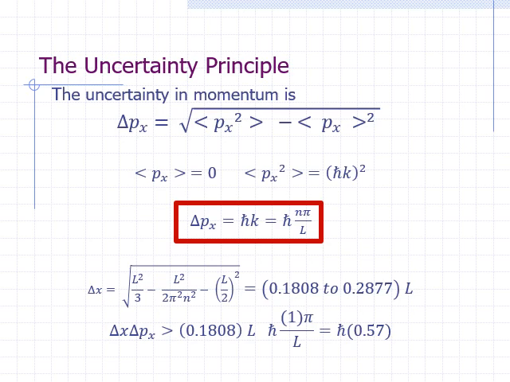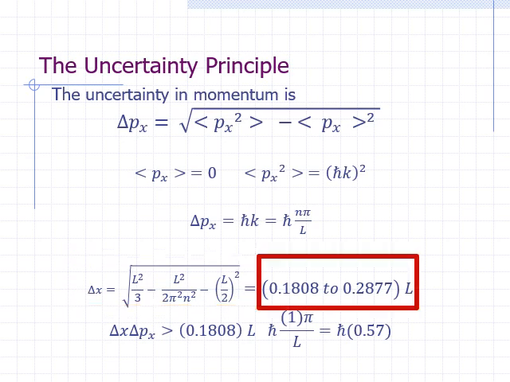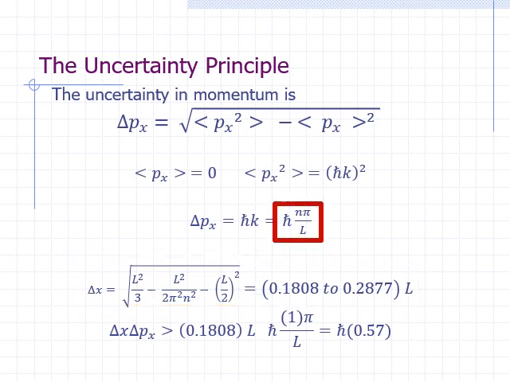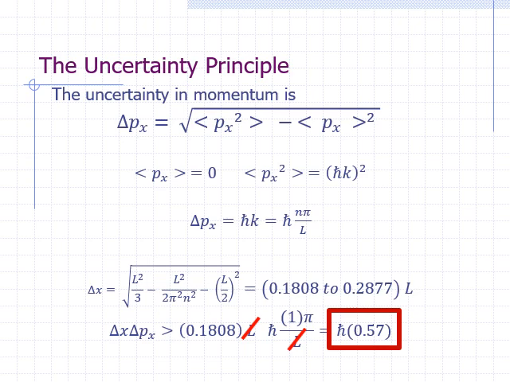over L. Earlier, we saw that the uncertainty in position, delta x, is given by this expression. Delta x is smallest for n equals 1, where it is about 0.1808 times L. Here we can also see that delta p sub x is smallest for n equals 1. This means that the product of delta x and delta p sub x is greater than 0.1808 times L times h bar n pi over L. L cancels out, leaving us with about 0.57 h bar.